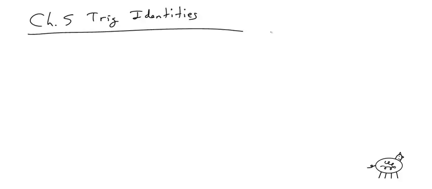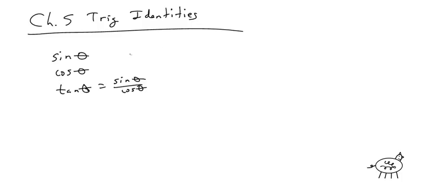All right, so the first thing we're going to do is review some of these different trig identities that we already know. We know sine of theta, cosine of theta, and tangent of theta. Tangent of theta we can write as sine of theta over cosine of theta. So that's an identity.